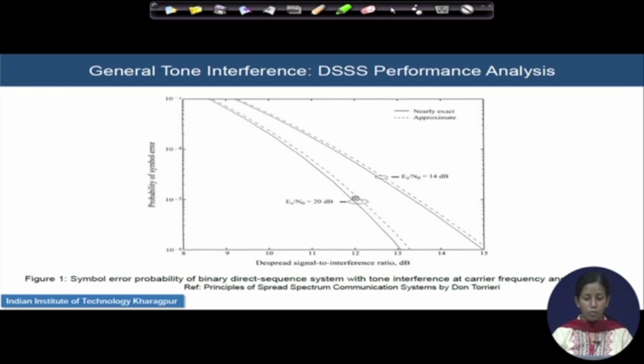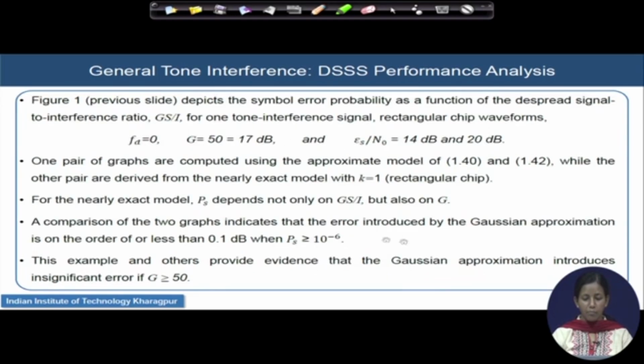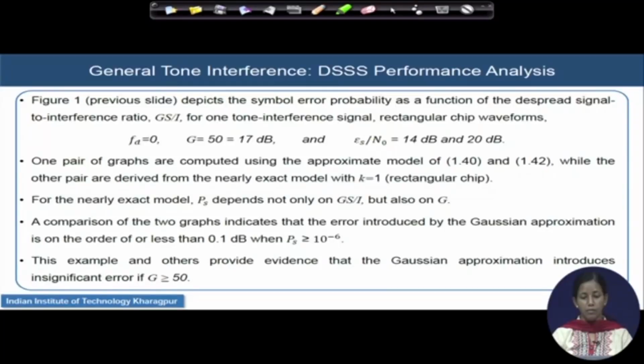So, it will come below the nearly exact, but in that situation you should also develop the nearly exact graph with respect to the sinusoidal one. In both the cases, if your G is pretty large, your gap will be within 0.5 dB for a target BER of 10 to the power minus 5, which is observed. So, the solution is that if we choose a large processing gain, then even if our tone interference is not exactly on the center frequency, but is really close to the center frequency of transmission, the deviation on the error probability will be hardly affected, by 0.1 dB to 0.5 dB, which is not that important.